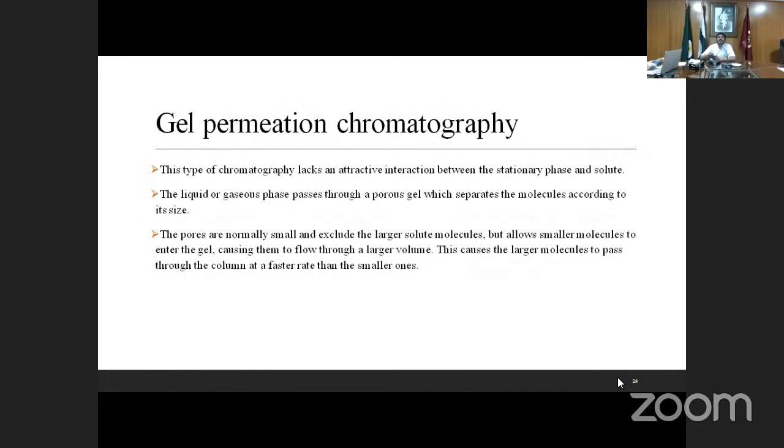Gel permeation chromatography is another kind of HPLC technique, used mainly for determining the molecular size of polymers. The chromatography involves interaction between the stationary phase and the solute. The liquid phase passes through the porous gel, which separates molecules according to size. The pores are normally small and exclude large molecules but allow smaller molecules to enter the gel, causing them to flow through a larger volume. This causes the large molecules to pass through the column at a faster rate than the smaller ones. Polymer chemists mainly use this gel chromatography.